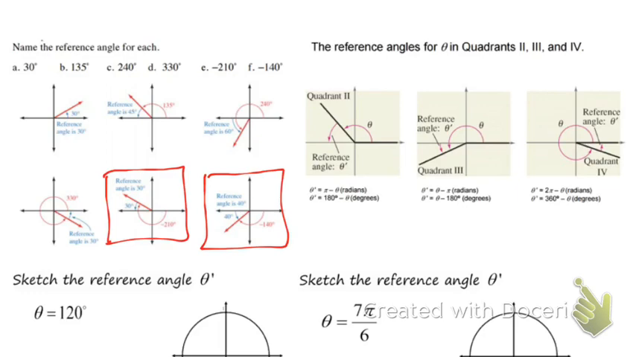So if we have a negative, we can do the same thing. If I have negative 210, the quickest way to the x-axis is that 30 degrees. More likely, if they give you degrees, it's pretty easy to picture how far it went around and then look for your reference angle.